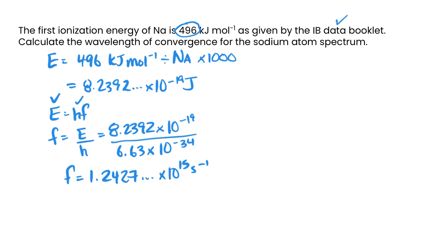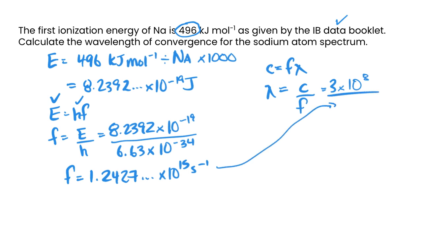Okay, we have frequency now, we need wavelength, so we are going to use our relationship where we know the speed of light is equal to frequency times the wavelength. So to solve for wavelength, we're going to do C over F. So that's 3 times 10 to the 8 divided by this frequency here, 1.2427 times 10 to the 15. And this gives us a wavelength of 2.41 times 10 to the negative 7 meters.